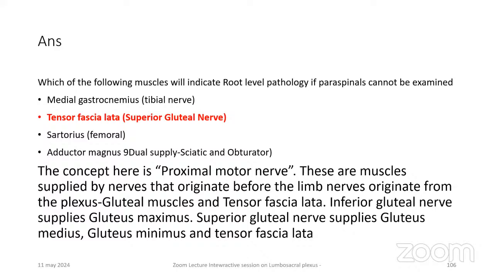Inferior gluteal nerve supplies gluteus maximus. Superior gluteal nerve supplies gluteus medius, minimus, and tensor fascia lata.